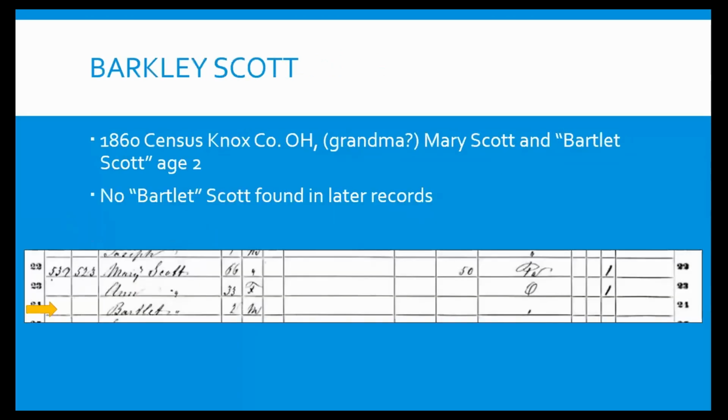So with that in mind, I started looking around for where Barkley might have been in 1860. He was not with the McLernans. But when I go to his grandma's census entry, here's Grandma Mary Scott. She's the mother of Elizabeth and Margaret, and she has a daughter, Anne, with her. And she also has a male child that's 2 years old, and it says Bartlett Scott. And I wonder if the census taker just made a mistake here, or maybe they didn't hear correctly what the family was saying. But I believe this is Barkley.